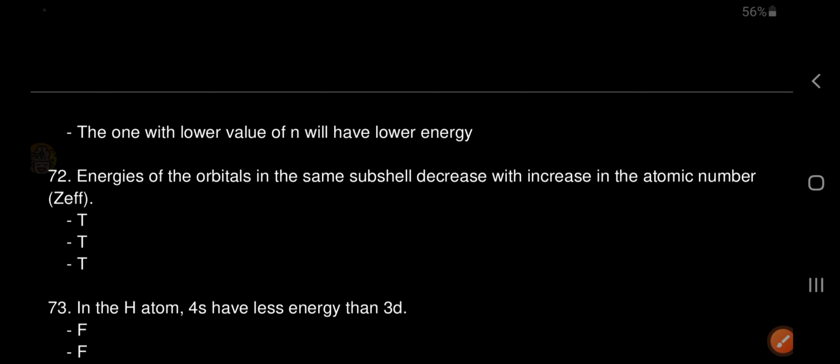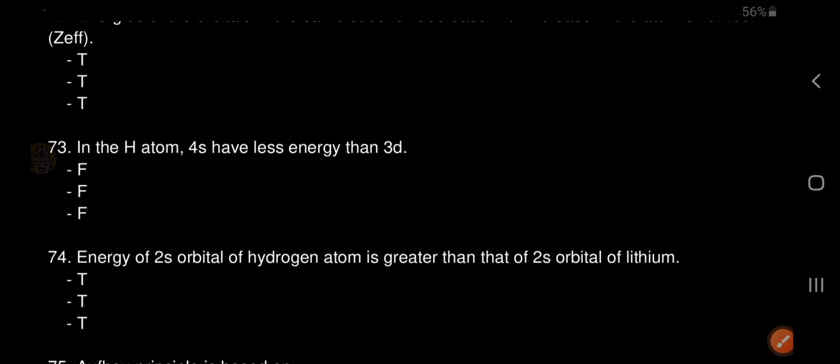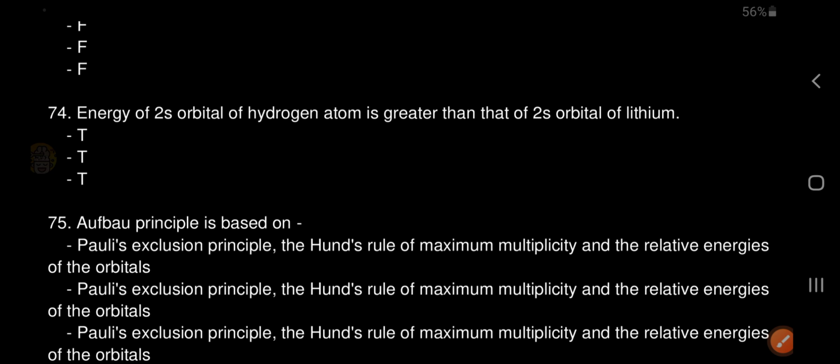Energies of the orbitals in the same subshell decrease with increasing atomic number. True. In the hydrogen atom, 4s has less energy than 3d. False. Energy of the 2s orbital of hydrogen atom is greater than that of the 2s orbital of lithium. True.